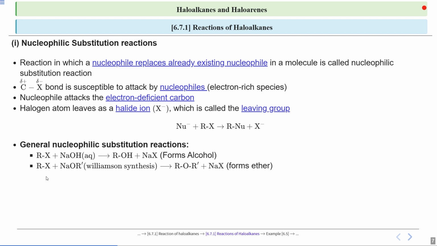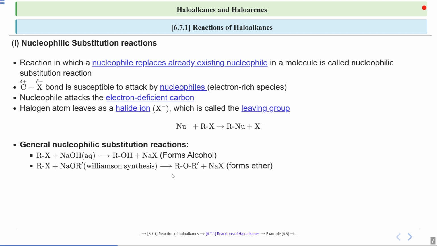The second reaction is also known as the Williamson synthesis. It follows the SN2 mechanism, where the haloalkane reacts with NaOR prime. Okay, R prime is different from the R group. R prime may or may not be equal to R, and you get an ether, ROR prime, plus sodium halide. So this reaction forms an ether.